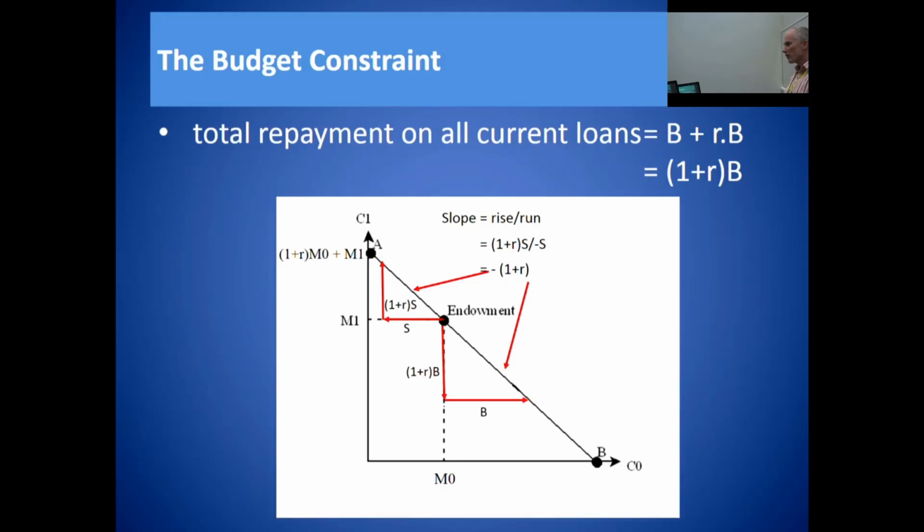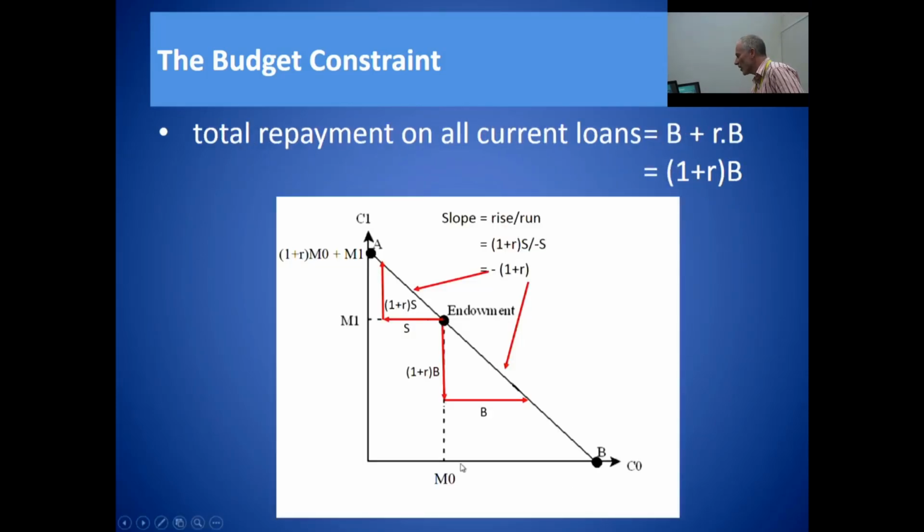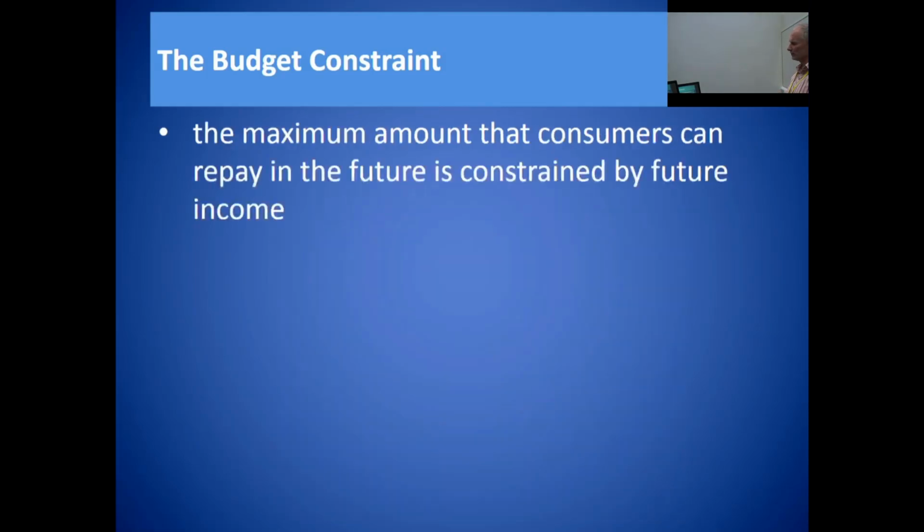Now at point B, it means that we're borrowing as much money as we possibly can. It means we've got our current income and we're supplementing that with the maximum size of loan we can possibly afford. But that maximum loan that you can afford is constrained by something. It's constrained by your future income.